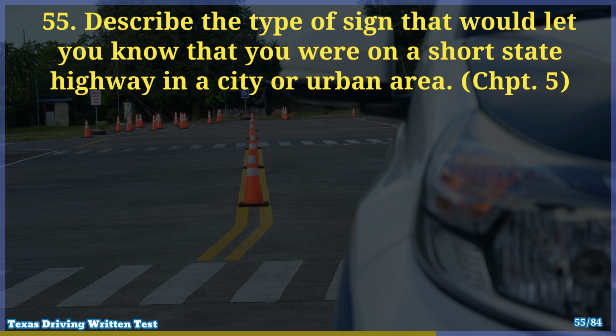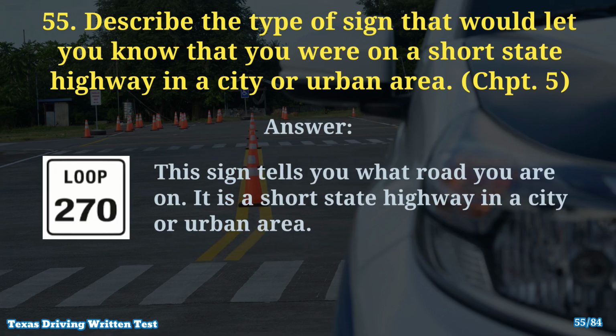55. Describe the type of sign that would let you know that you were on a short state highway in a city or urban area. This sign tells you what road you are on. It is a short state highway in a city or urban area.